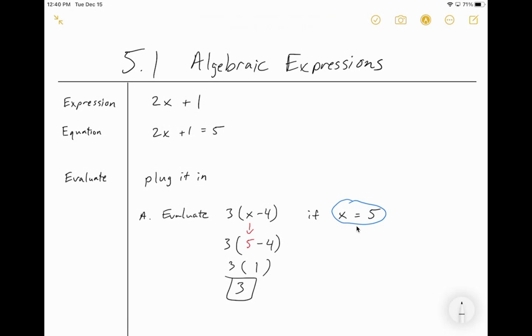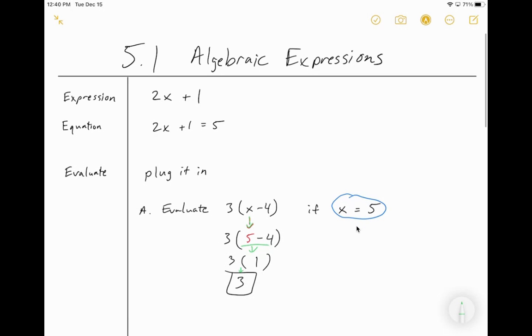Now notice how I work straight down. That's really important. It's going to help us stay organized. Don't work across or have your work be all kind of crazy. If you work straight down, it's going to keep everything organized. And this way I see what happened. I saw that the x became a 5. I saw that 5 minus 4 became a 1. Okay. And then 3 times 1 became 3. So that way I can see what my steps are. Pretty simple. All you're doing is plugging in and then doing the work. Okay, let's do another one.